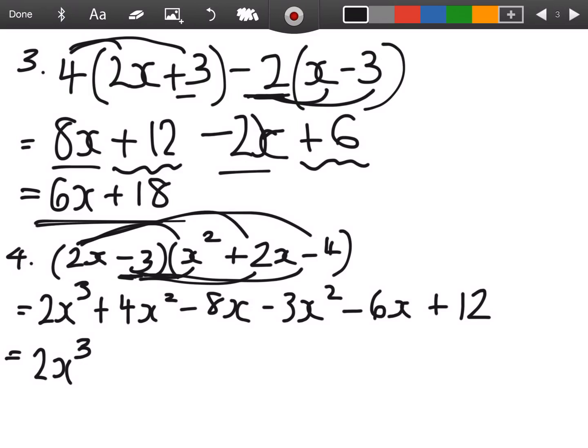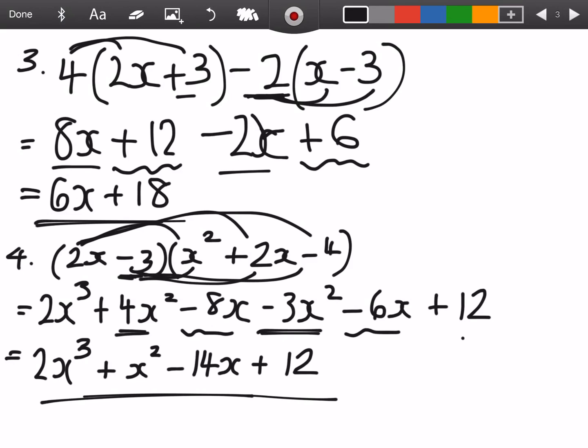We've got a 2x cubed. 4x squared, there's more x squared, there's a take away 3. 4 take away 3, we've only got 1x squared left. We can write it just as a plus x squared rather than a plus 1. Negative 8x, take away 6 more. Negative 8, take away 6 more. Negative 14x. And don't forget there's a wee plus there at the end, a wee plus 12. Okay? So this is all on multiplying brackets out so far. I think that was number 4.